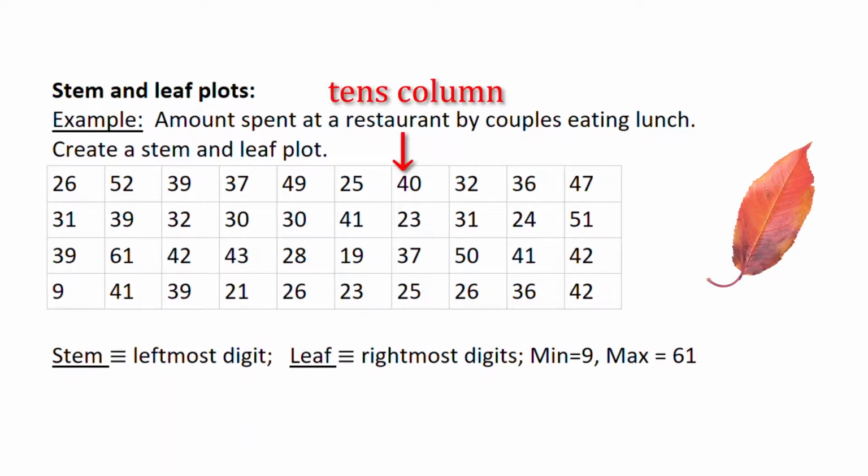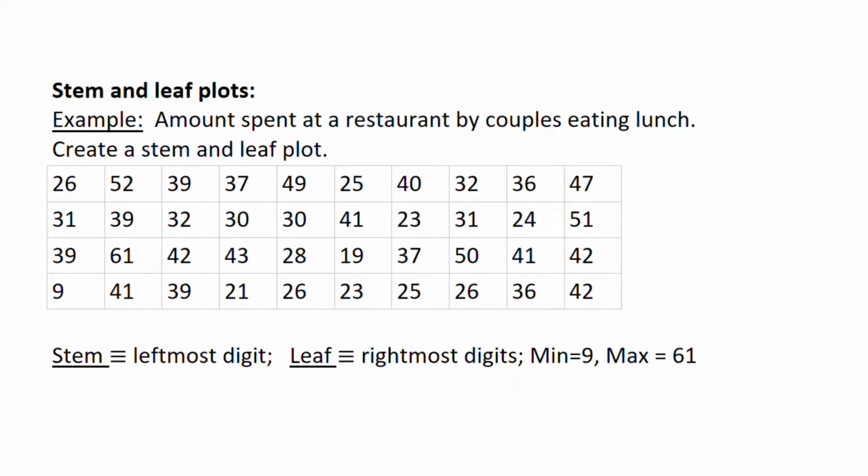Now the stem is the leftmost digit, and in this case that will be the tens digit. And the leaf is the rightmost digit, and in this case it would be the ones, or the 0, 1, 2, 3, 4, 5, 6, 7, 8, 9 digit, because the smallest number we have is 9 and the largest is 61.